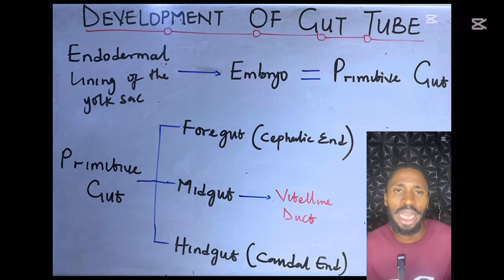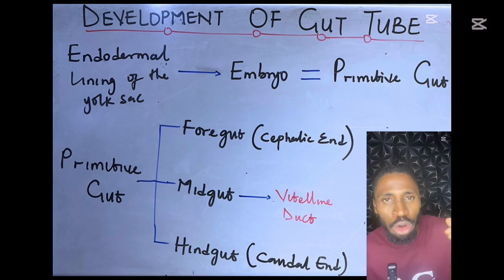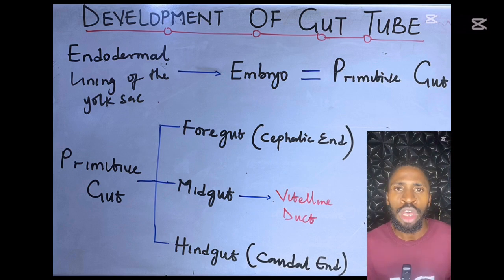First of all, you have to remember that a portion of the endodermal lining of the yolk sac cavity is incorporated into the embryo to form the primitive gut. So if they ask you where the primitive gut comes from, you say that a portion of the endodermal lining of the yolk sac cavity is incorporated into the embryo to form the primitive gut. The other portion of the endodermal lining is separated and stays outside. The parts that stay outside are the yolk sac and the allantois, whilst a portion is incorporated into the embryo to form the primitive gut.